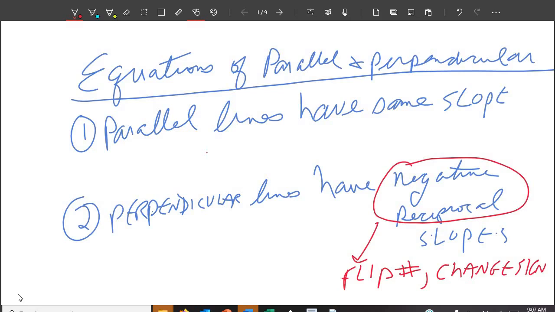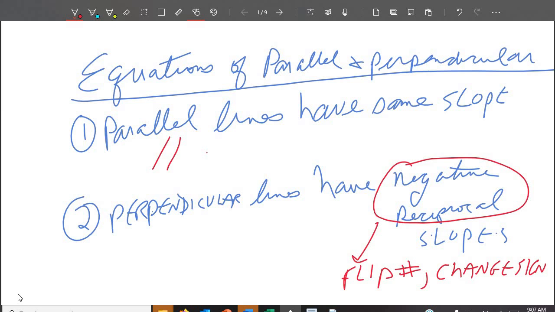Okay, this lesson is on equations of parallel and perpendicular lines. Parallel and perpendicular lines have special relationships. Parallel lines have the same slope. If I know the slope of one line, I know it's parallel to another line that has the same slope. The symbol for parallel will be two slanted lines next to each other.